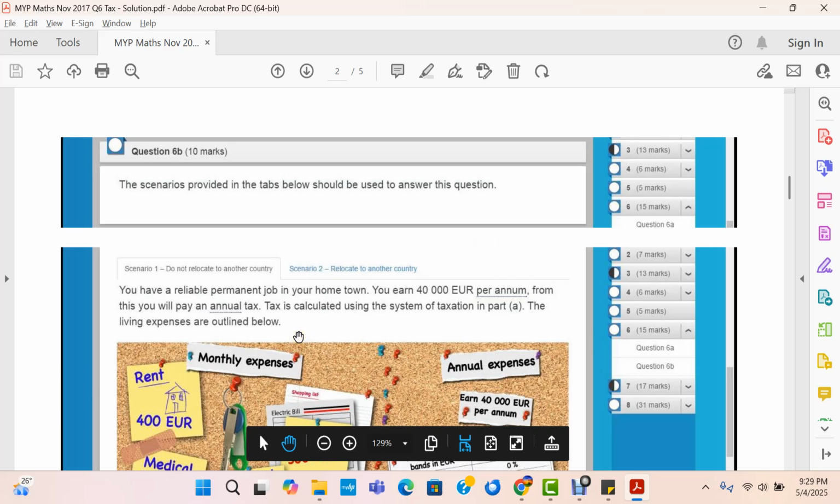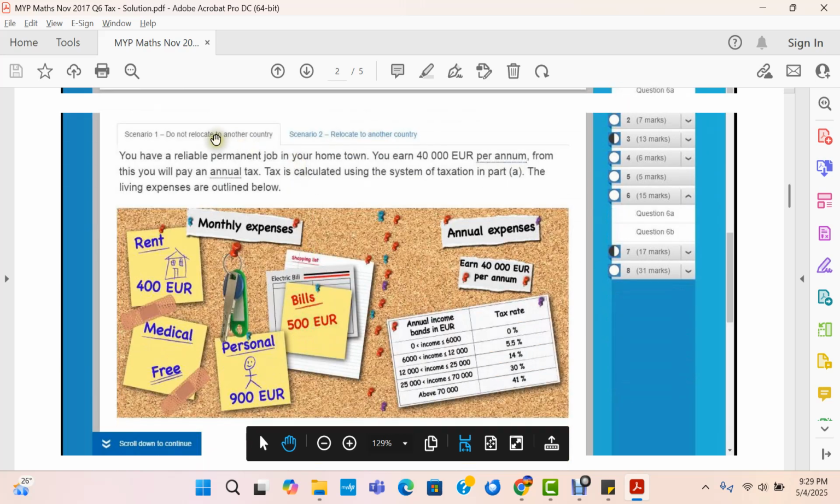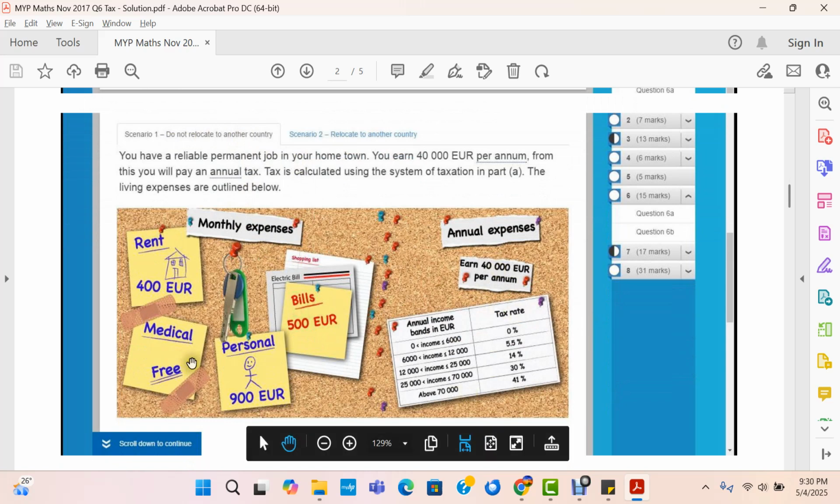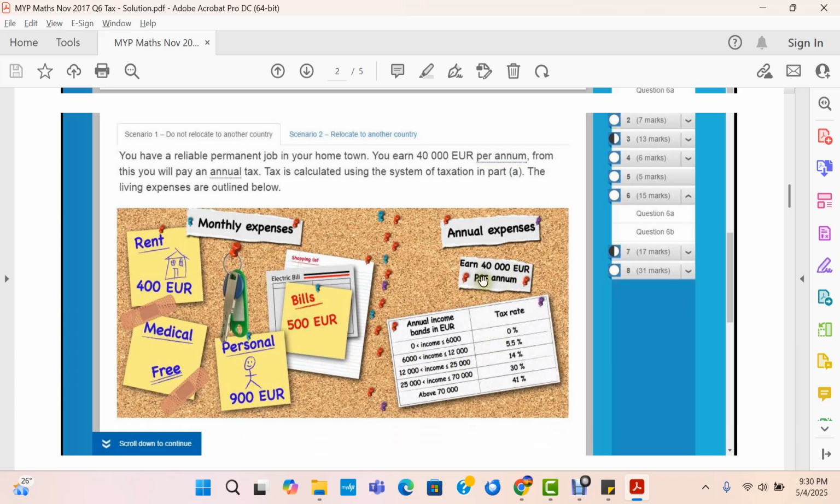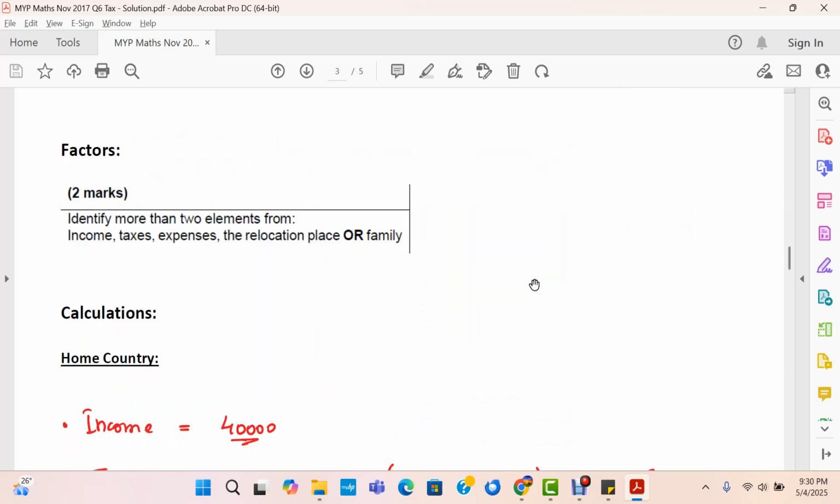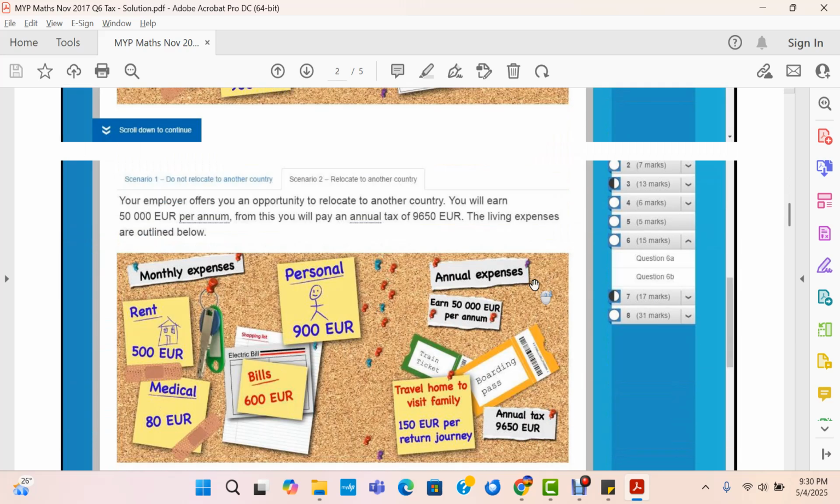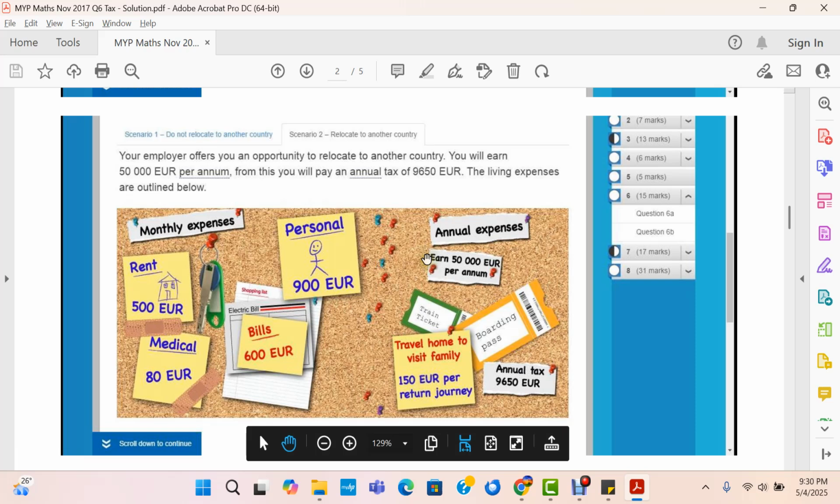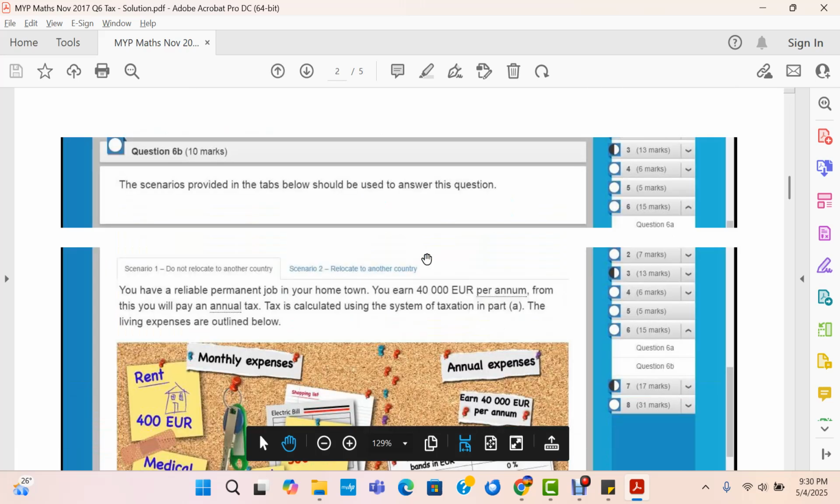The two scenarios are provided. Number one, you do not relocate to another country and you stay in your home country. These are the expenses, and this is your income right over here, which is 40,000 per year. Per annum means per year. And for the second scenario, again, you're given your income and you're given all of your expenses. So you want to decide which scenario is better.